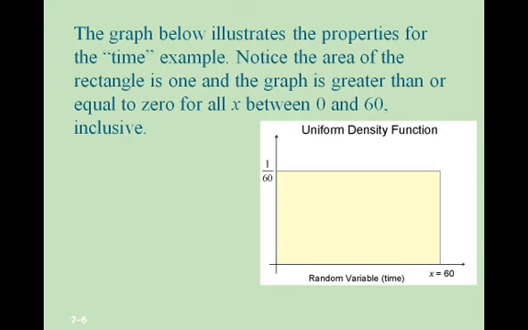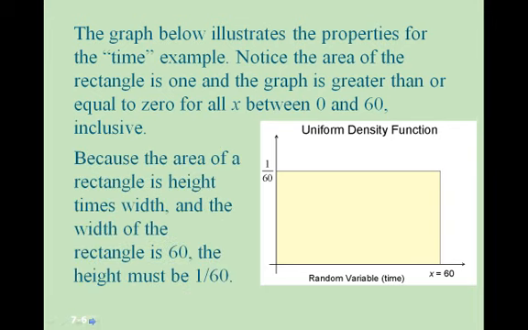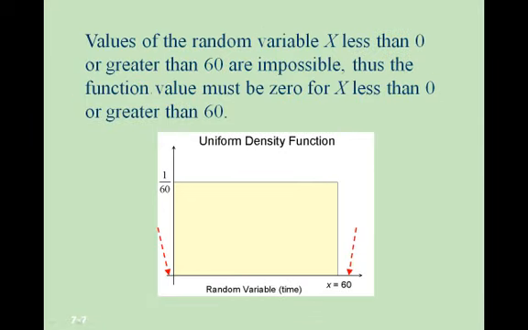The graph below illustrates the properties for the time example. Notice the area of the rectangle is 1, and the graph is greater than or equal to 0 for all x between 0 and 60, inclusive. Because the area of a rectangle is height times width, and the width of the rectangle is 60, the height must then be 1 over 60. Values of the random variable x less than 0 or greater than 60 are impossible. Thus, the function value must be 0 for x less than 0 or greater than 60, as we see here in the picture.